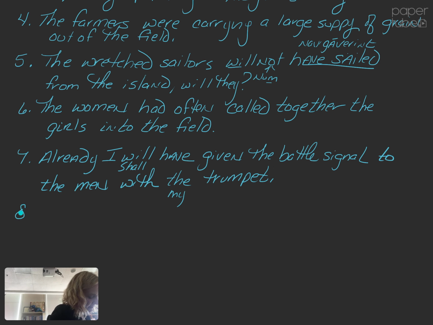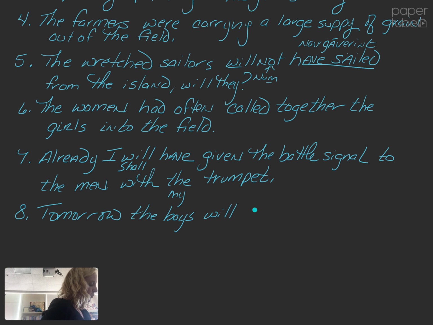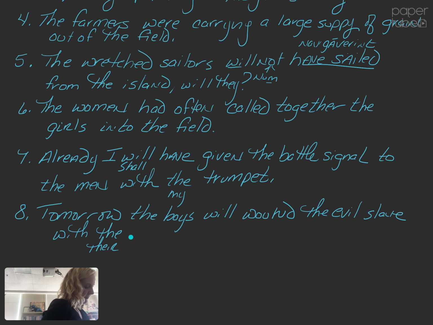Number 8. Cras, tomorrow. Pueri gladiis servum malum vulnerabunt. Vulnerabunt, they will. Who they? The boys. Pueri. The boys will wound. Now I need my direct object. The evil or bad slave or servant, gladiis, with the or maybe their swords. Ablative, no preposition, means or instrument, with their swords.